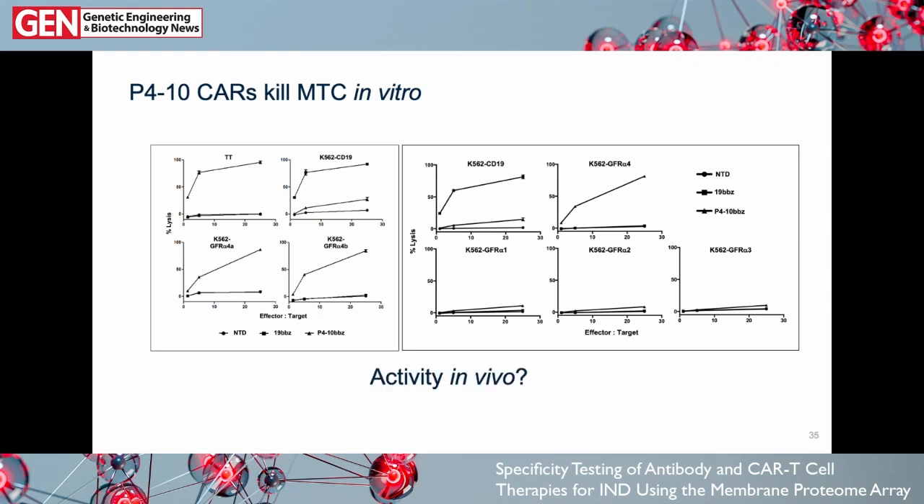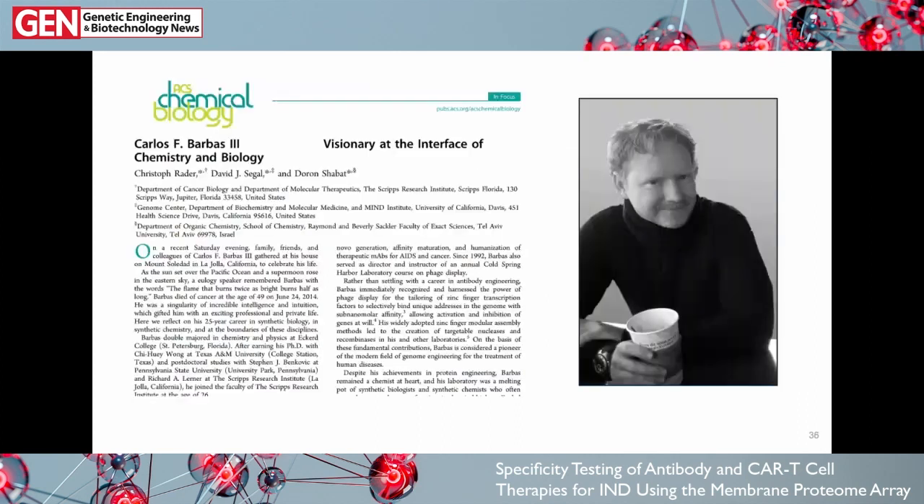Our next question was whether these P410 CAR T cells might have activity against MTC in a mouse model of the disease. Tragically, at this point, Carlos unfortunately passed away. Though it only took a period of about 3 months to identify GFR alpha 4 as a target for MTC, create antibodies to it using phage display, and develop CAR T cells that kill MTC cells in a dish, Carlos's disease was too aggressive.